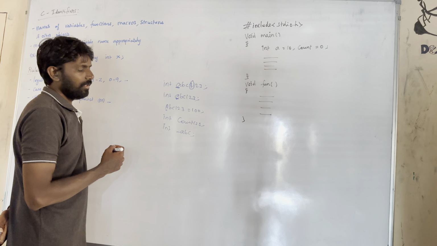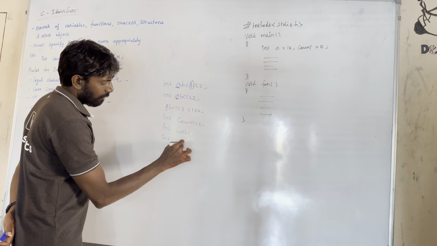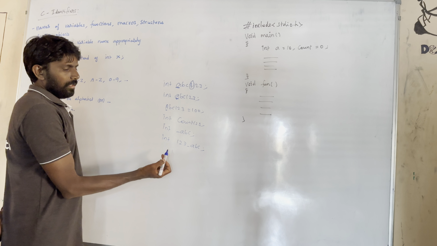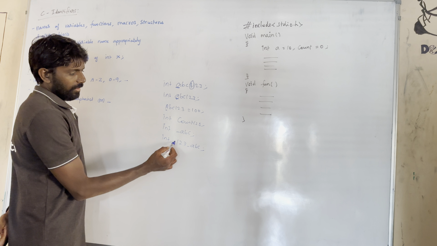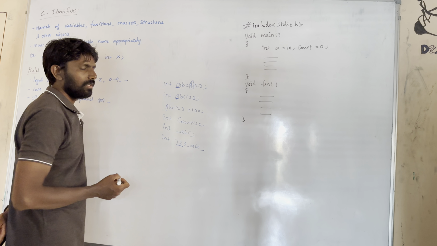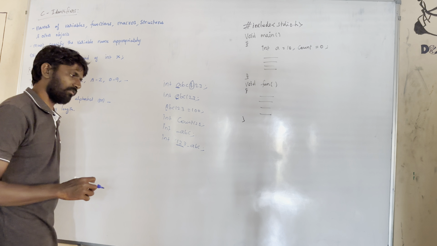This is also valid. But if you declare 1, 2, 3 underscore ABC, it is not a valid one. See, all are legal characters only, but it should not start with a numeric character. It should start with either underscore or alphabet.